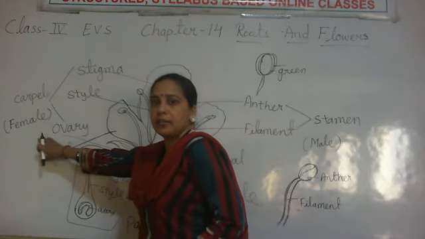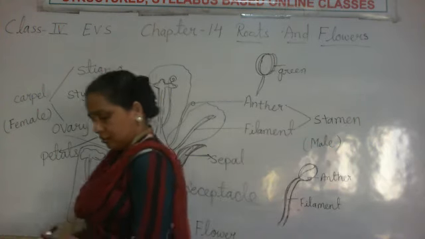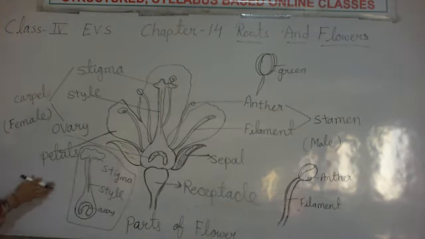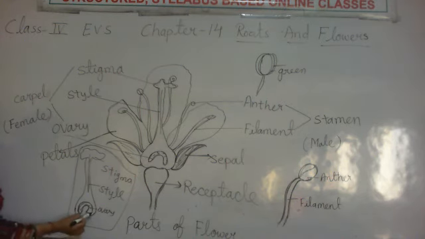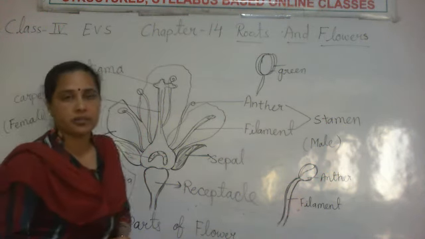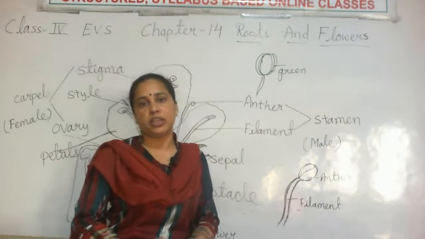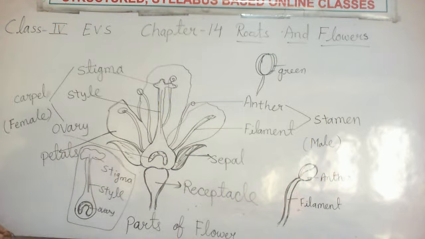Second part is female part. Now, female part, I already drew for you here. The female part includes ovary, style and stigma. The lower part here is ovary. And what is the ovary? Ovary is a part that produces eggs or ovules for the fruit. Clear?